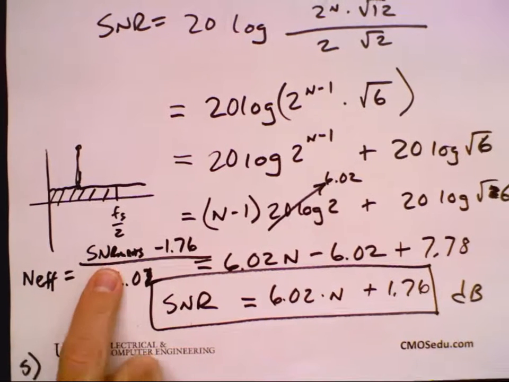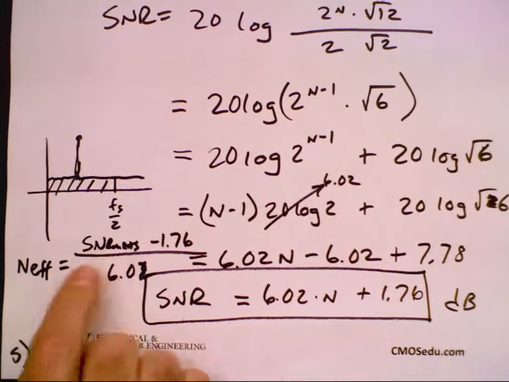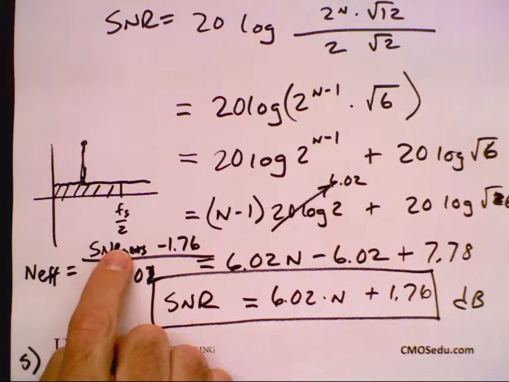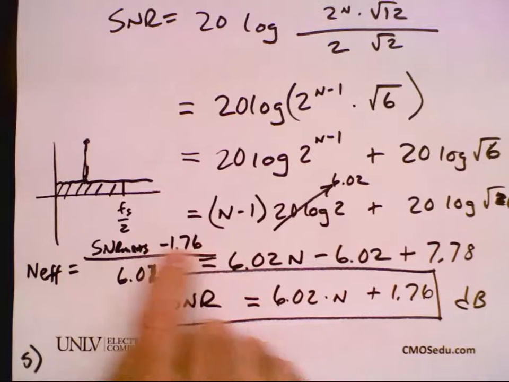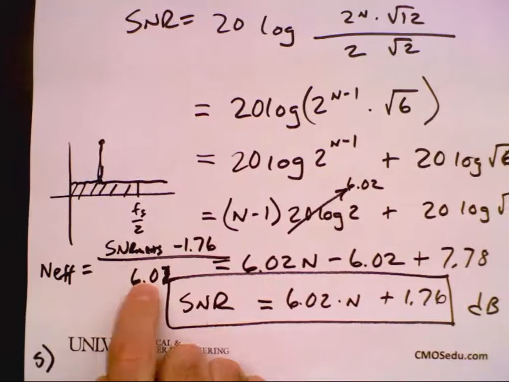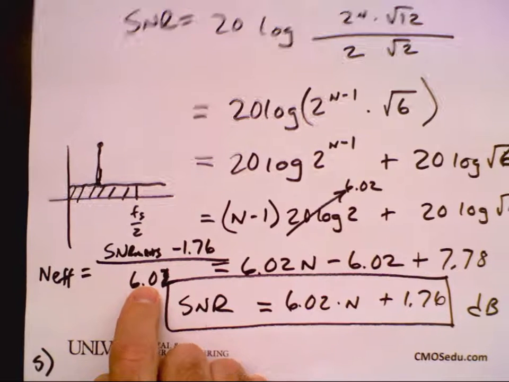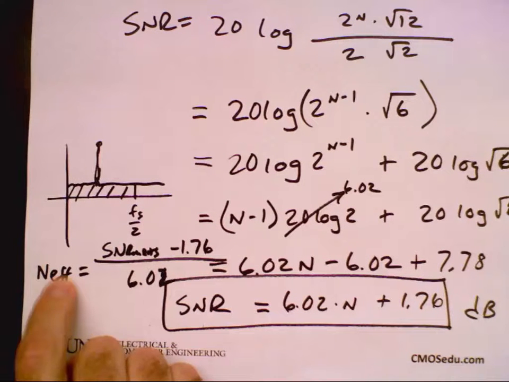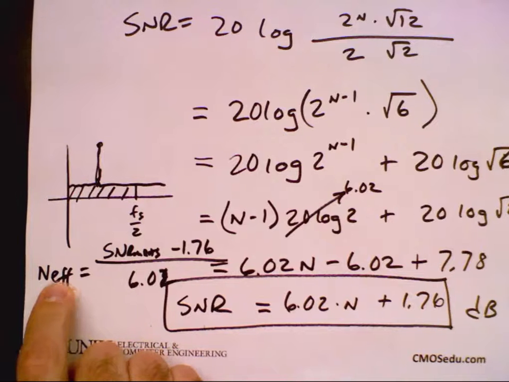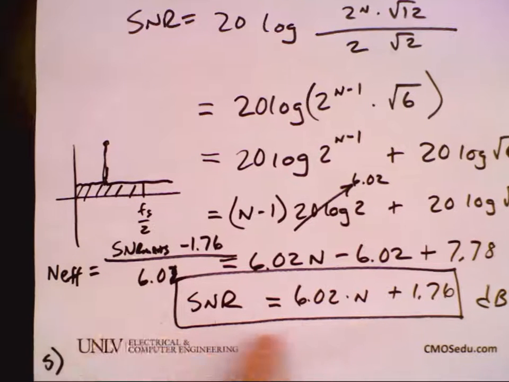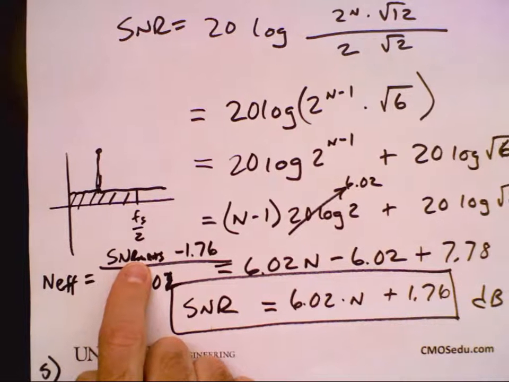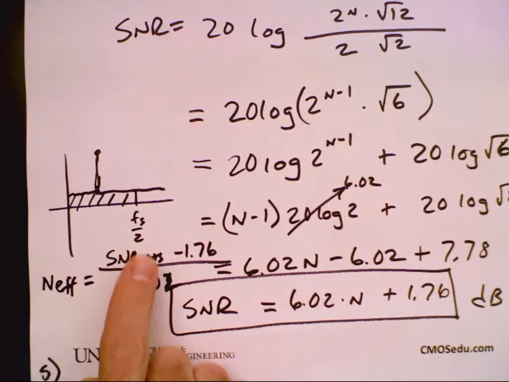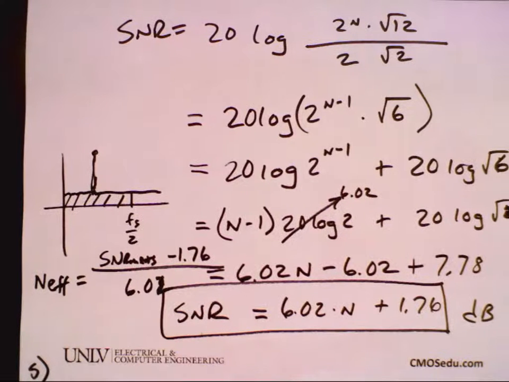So if I were to put in, let's make it easy on me, 37.76. I subtract 1.76, I get 36 here. I get 6 here. So I get 36 over 6, or 6 bits effective number of bits. Of course, I don't expect you to know how to measure the signal to noise ratio. I'm going to cover that in a second. Any questions on the usefulness of this equation?